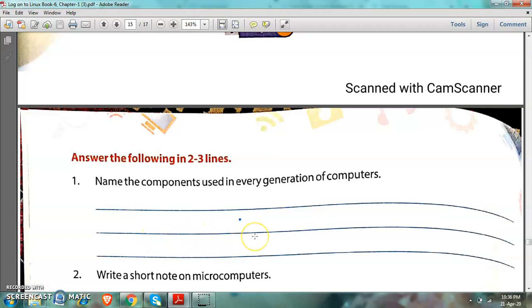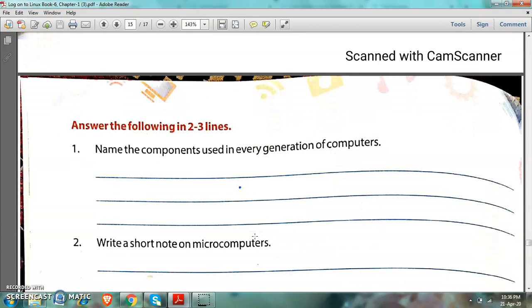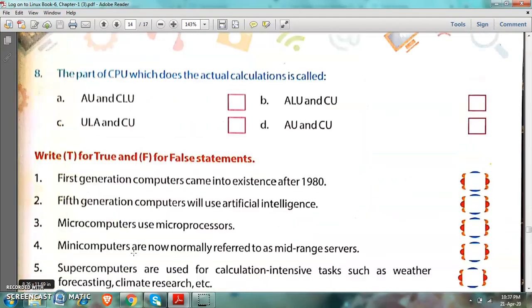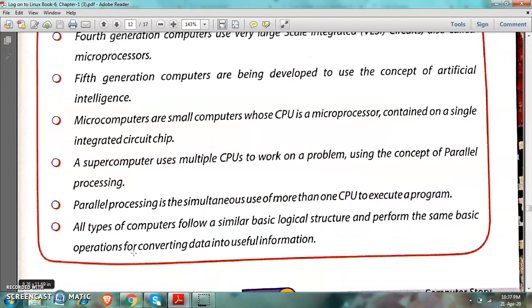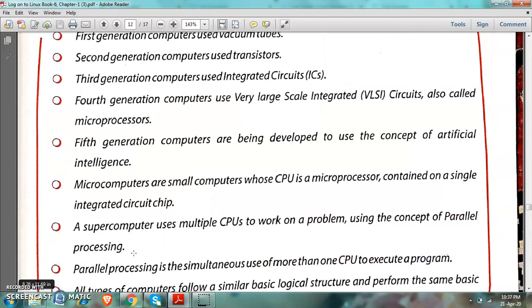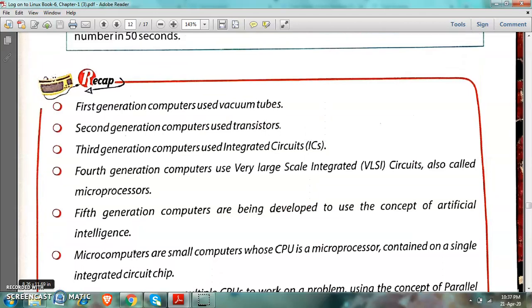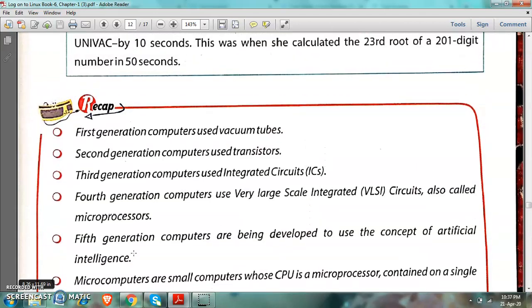Fine. Now the next question is about microcomputer. You have to write a short note on microcomputer. So how to find out the answer? I'm just going upside and telling you how to get the answer. Especially you will go to that specific paragraph which is about that term only.